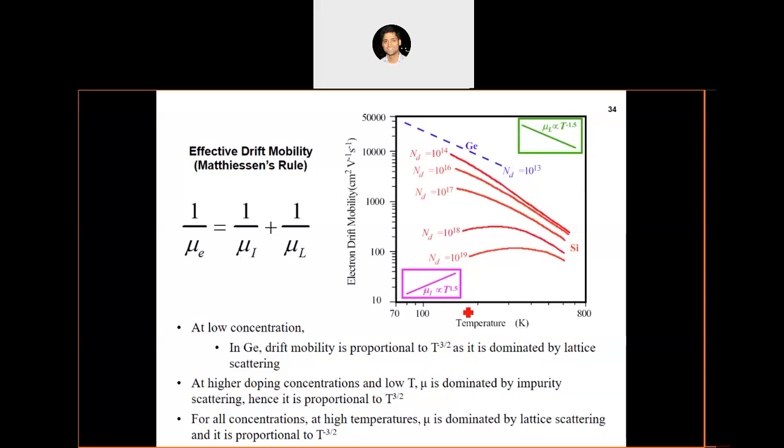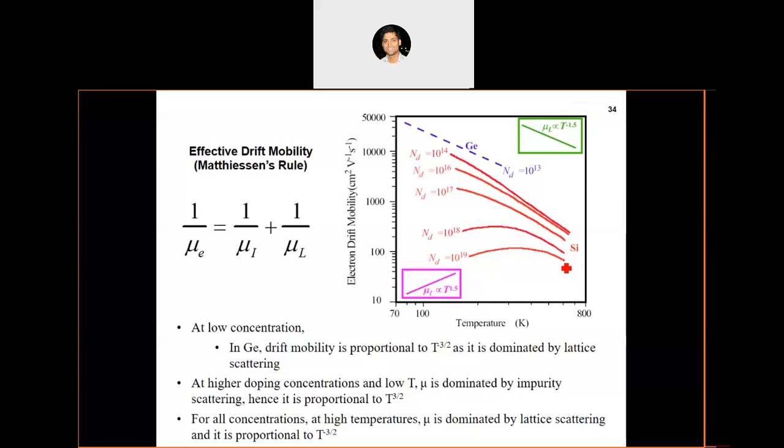At higher dopant concentration, for example here, let us say Nd is equal to 10 to the power 19 in the case of silicon, and low temperature. In this regime, at low temperatures, the drift mobility is dominated by impurity scattering, right? Because the vibrations of atoms don't have enough energy to scatter the electrons. So this is dominated by the impurity scattering. Accordingly, we are getting the temperature dependence, which should be T to the power 1.5. In these insets, these are the ideal dependences on temperature, depending on lattice scattering or impurity scattering. So you can see here, at high dopant concentrations and low temperatures, the drift mobility is dominated by the impurity scattering, right? That's why we get the temperature dependence which is T to the power 1.5.